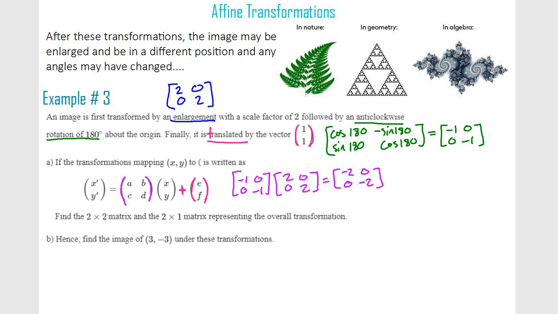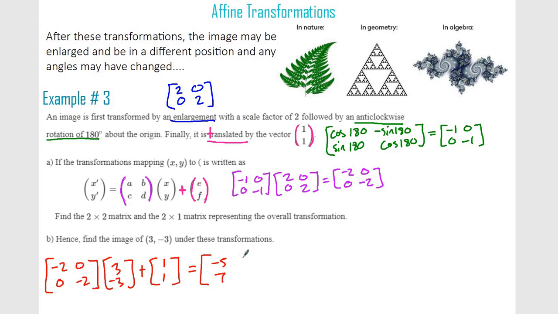So to do that, let's just use this color. Okay, so we're going to do -2, 0, 0, -2 times our new point, add the translation, and then we're going to get a new image. We work all that out, we get that. So the new point is -5, 7. Okay, hopefully that makes sense.